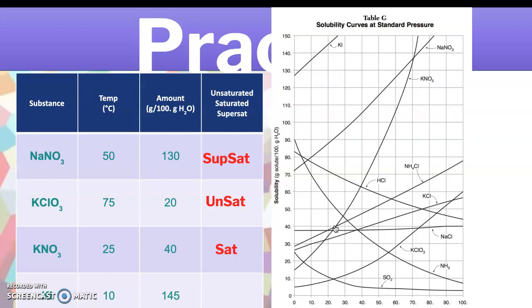And for our last example, we have potassium iodide, the KI line, which is all the way up here. Our temperature is 10 degrees, and our grams is 145, which is approximately here. That is above the line, so this is a supersaturated solution.